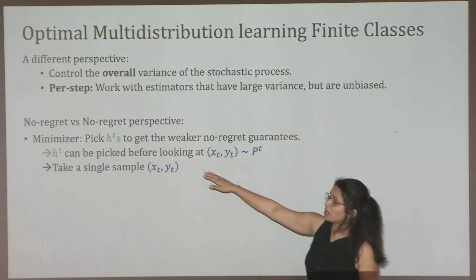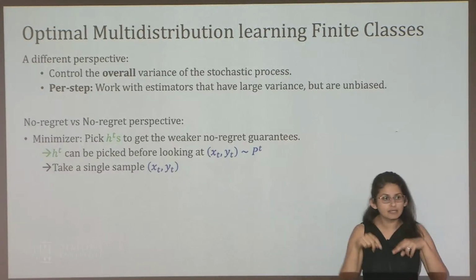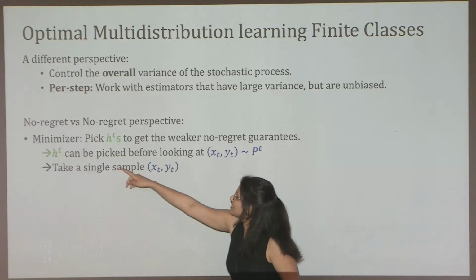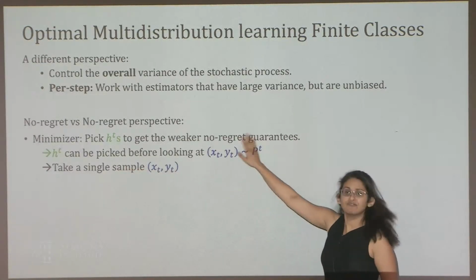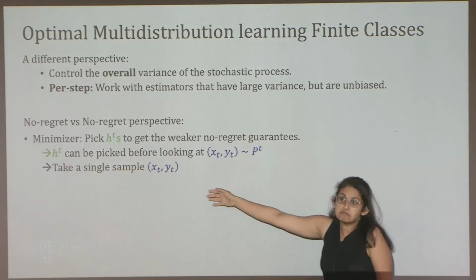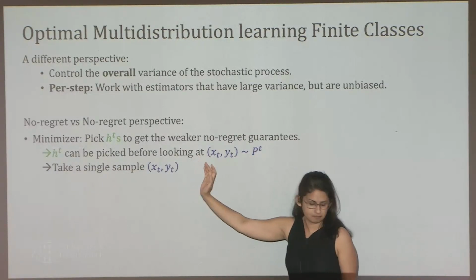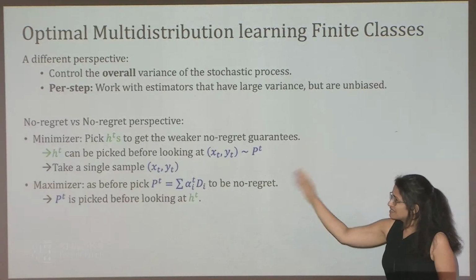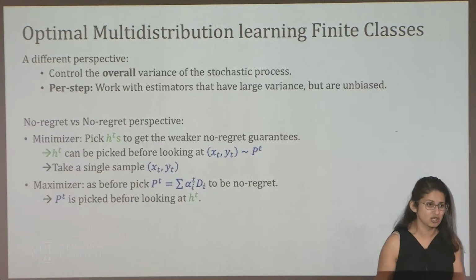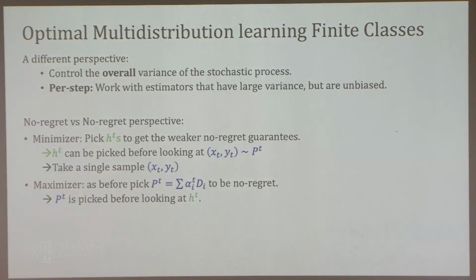And the nice thing about no regret algorithms is that they never look at the current step. They only look at the past steps. So h_t is actually picked before any samples are generated from p_t. Okay? So I can even generate a single sample from p_t. Now, the maximizing player is doing what he was doing from before. He's picking p_t. He never looked at h_t to start with because no regret only looks at the past.